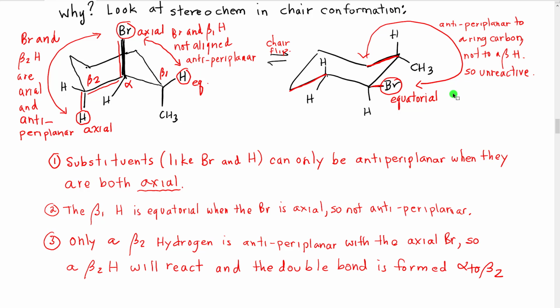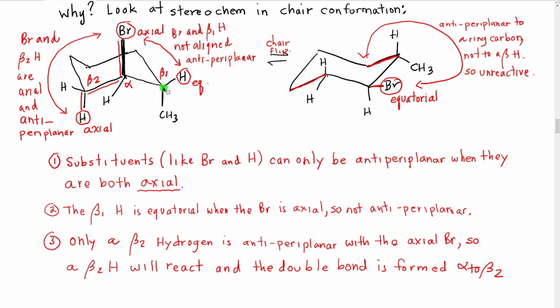And furthermore, it turns out that if we look at a chair, the only groups that can become anti-periplanar in a chair are groups that are in axial positions. So for example, the bromine here is axial. We come down, we go to the beta, we go down again. That is a 180-degree angle, and that is anti-periplanar. And the group down here is in the axial position, as is the bromine.